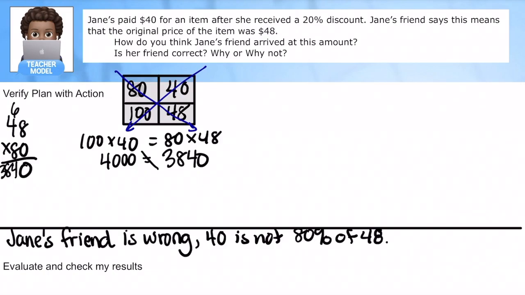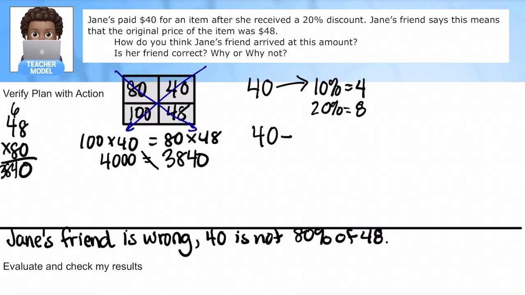This is what I think happened. Somehow her friend saw 40 and got 48. So how did she figure it was $8 more? I think what her friend did was she saw 40 and she figured, well, 10% of 40 is 4. How do I know that, Math Marvels? Because when I want 10% of a number, I just move a decimal 1 time. So it's a nice friendly number. So 10% of any number, you just move it 1 time. It is 4. And so I think she decided, well, 20% must equal 8.